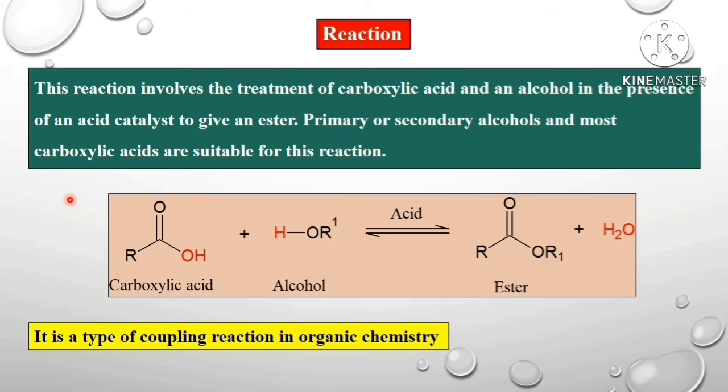Now let's have a discussion on this reaction. This reaction involves the treatment of a carboxylic acid and an alcohol in the presence of an acid catalyst to give an ester. Here, this is the main reaction, and we see that the reactant molecules are normally the carboxylic acid and the primary or secondary alcohol, and the product molecule is an ester. This reaction is a type of coupling reaction in organic chemistry.